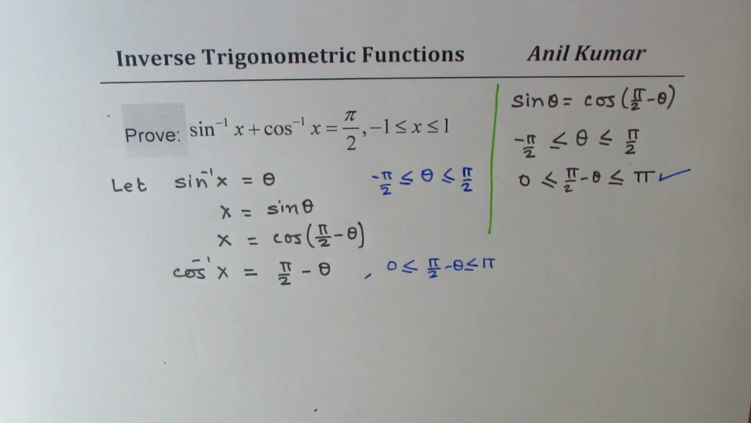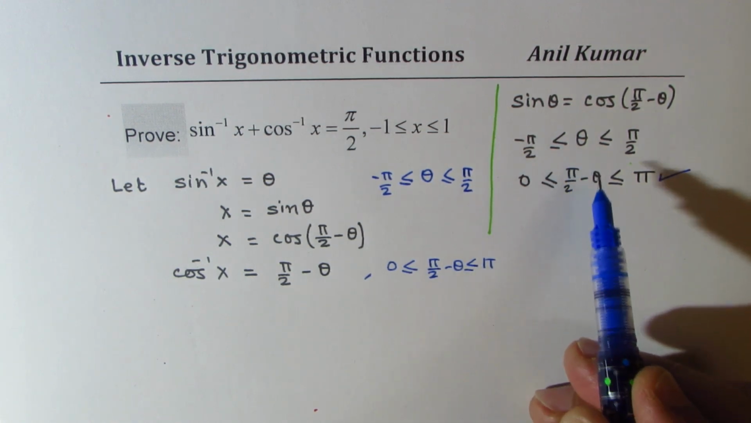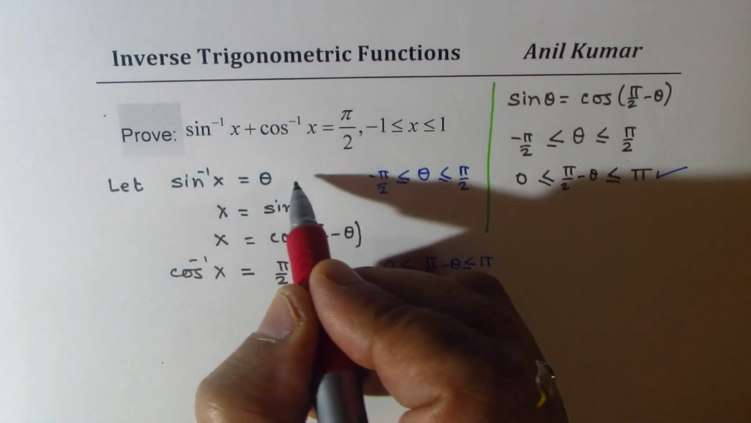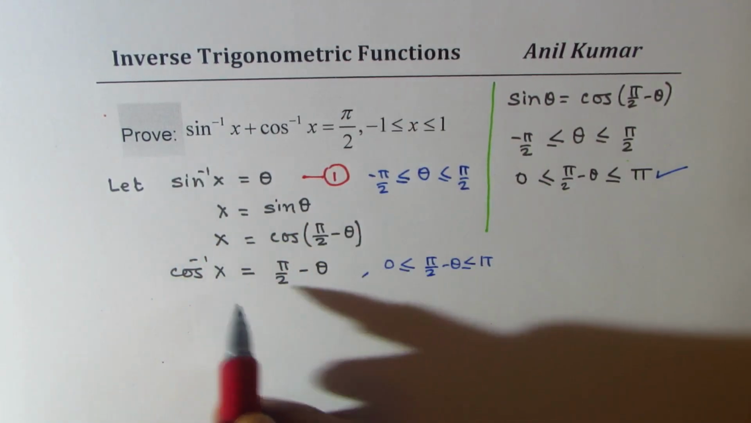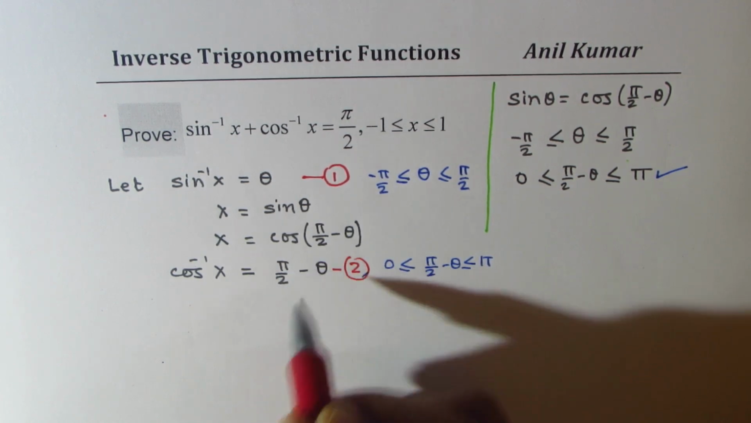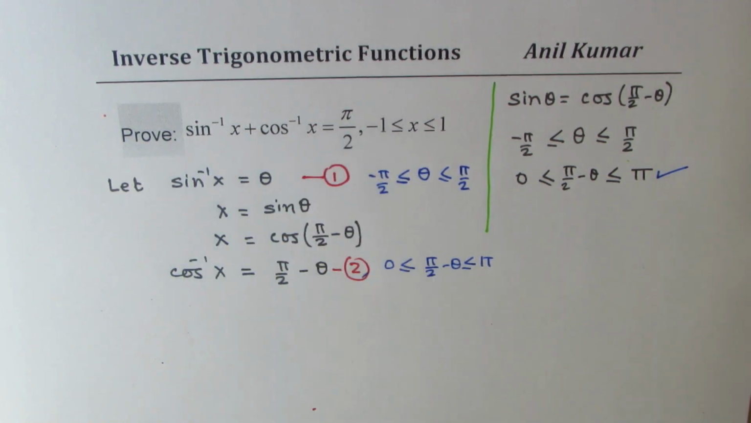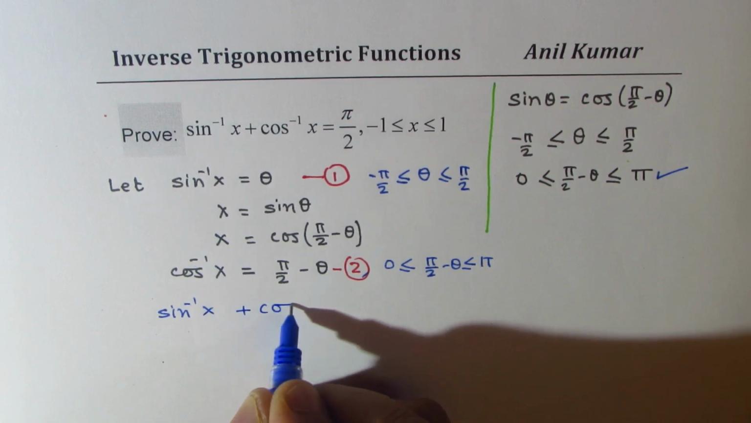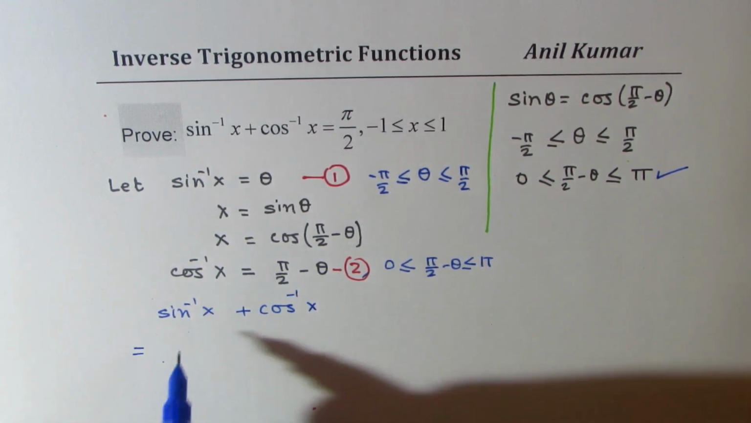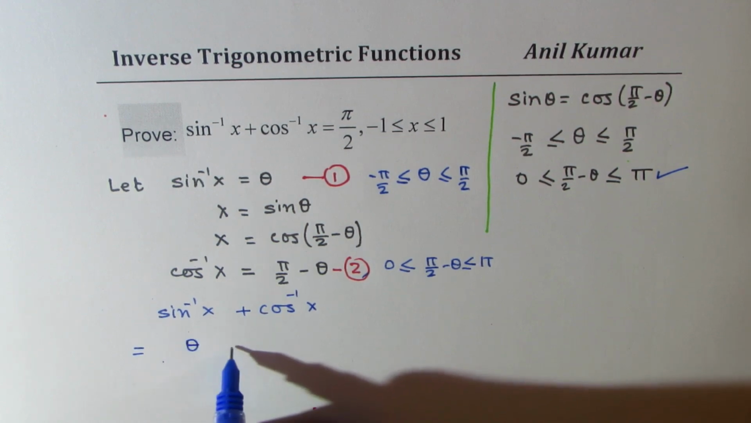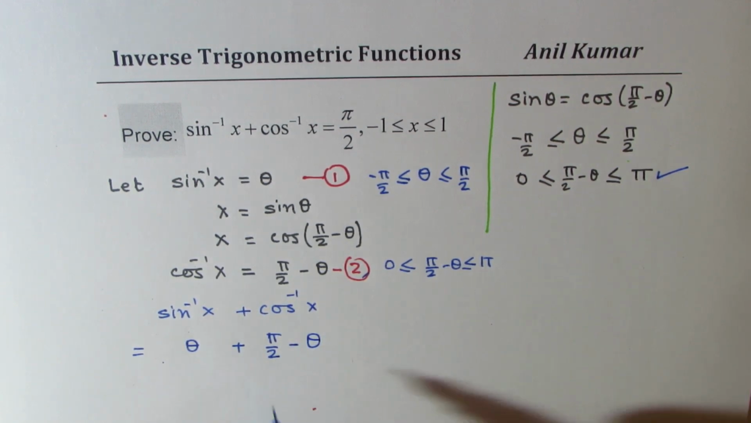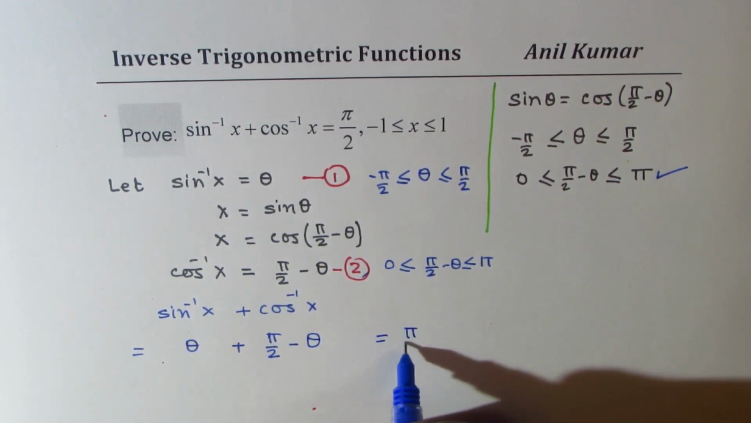So it is a very important part of the proof. I'm not doing it again and again since I've already done it for all, right? That's the whole idea. So what you get from here is that sine inverse x is theta and cos inverse x is pi/2 minus theta. So what is this combination equal to? Let's substitute. We want to know what sine inverse x plus cos inverse x is. Sine inverse x is theta, plus cos inverse x is pi/2 minus theta. And when you combine, you just get pi/2.